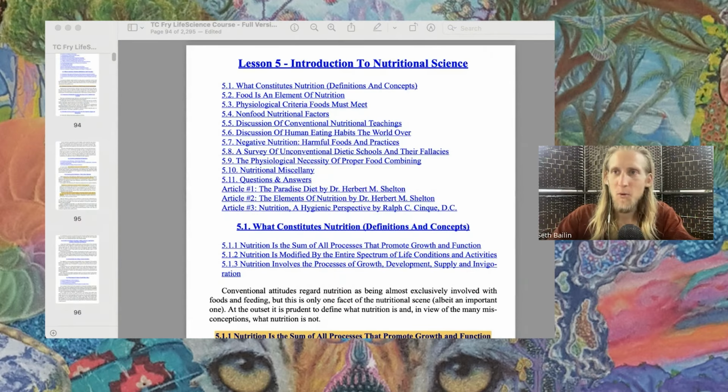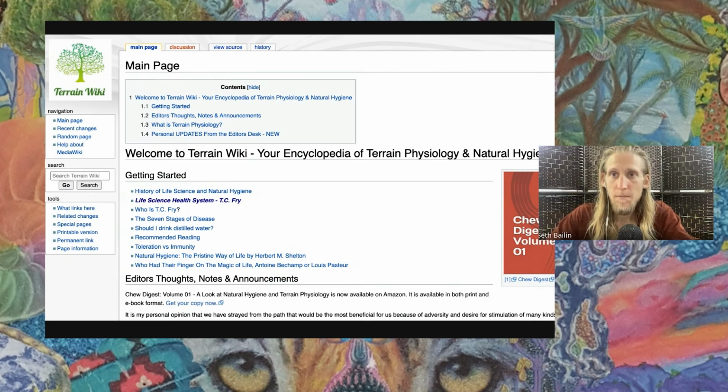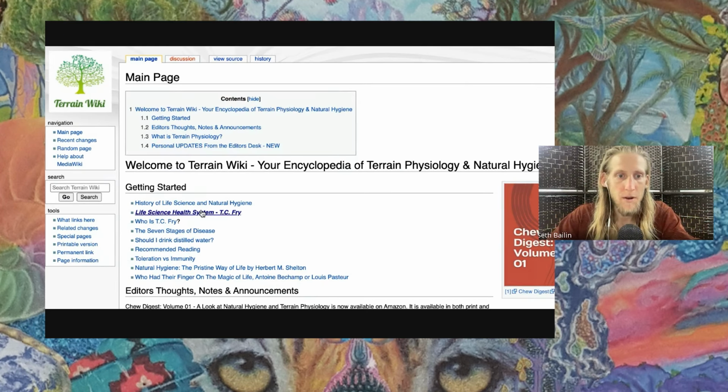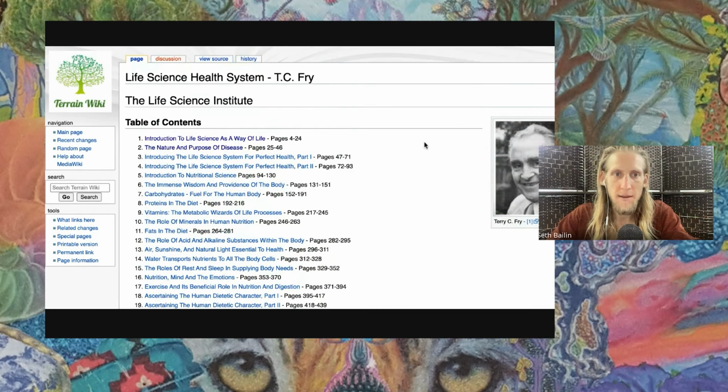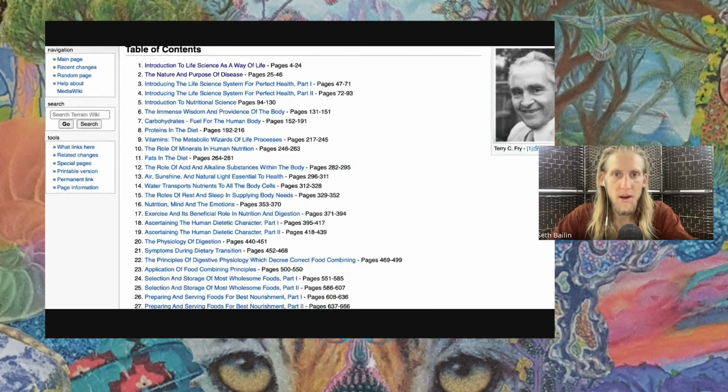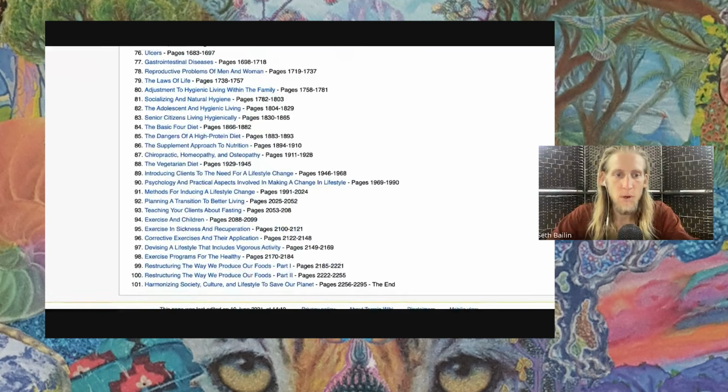A note before we dive into the text, how you can access the text. So there's a couple different ways. If you're on a browser, you can just type into your browser terrain.wiki. That's it. No .com, just terrain.wiki. And it will bring you to this website. And you want to go down here and click on the second link under Getting Started, which is bold. It says the Life Science Health System, TC Fry. Click that and boom, there are the 101 chapters.